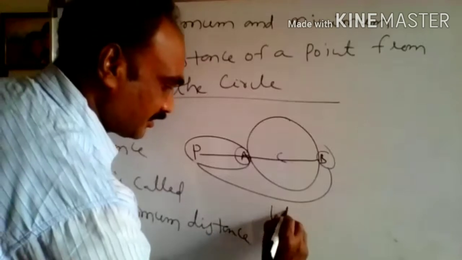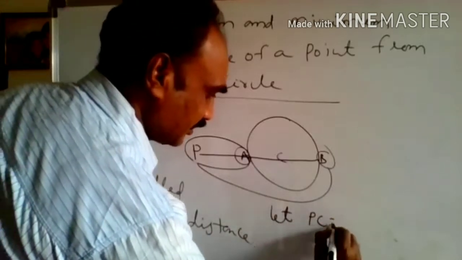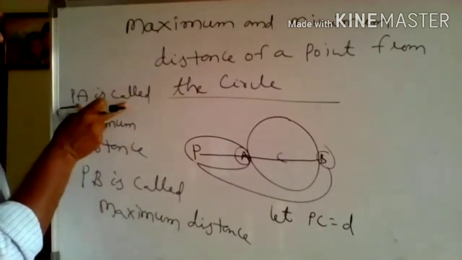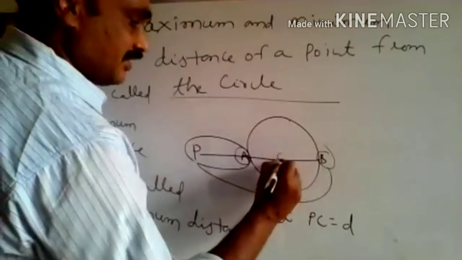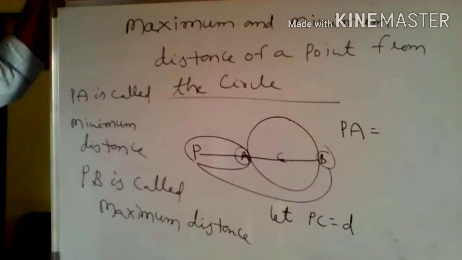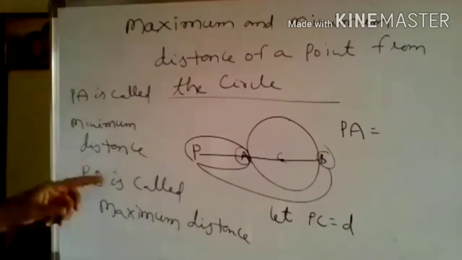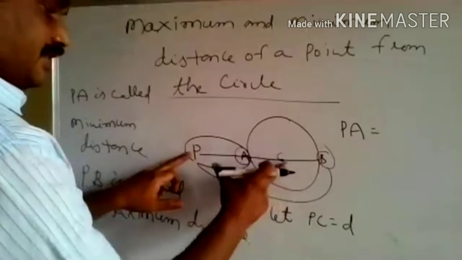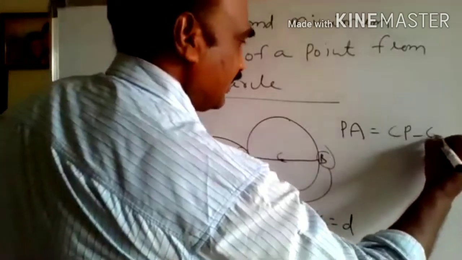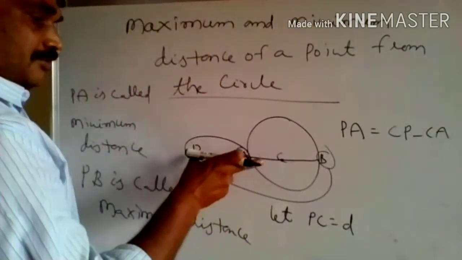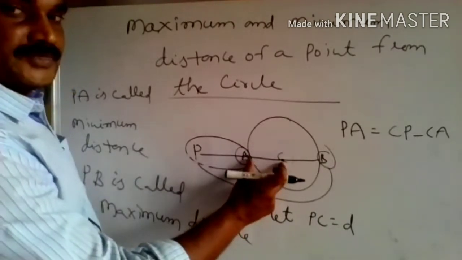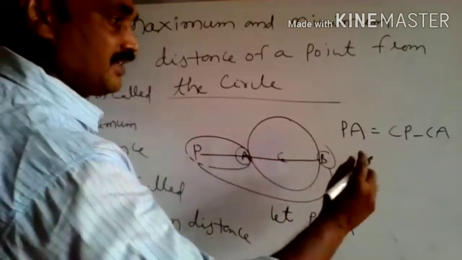Suppose PC is equal to D. First calculate the minimum distance. This is the center. What is PA? PA is equal to CP minus CA.